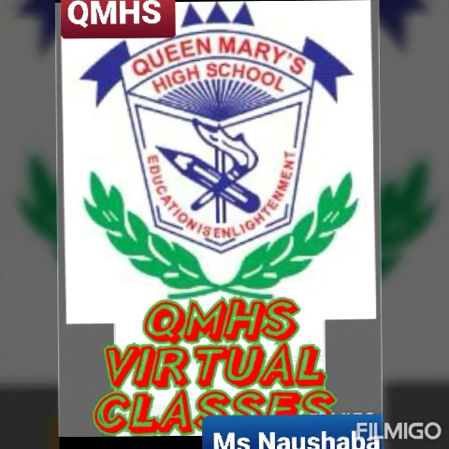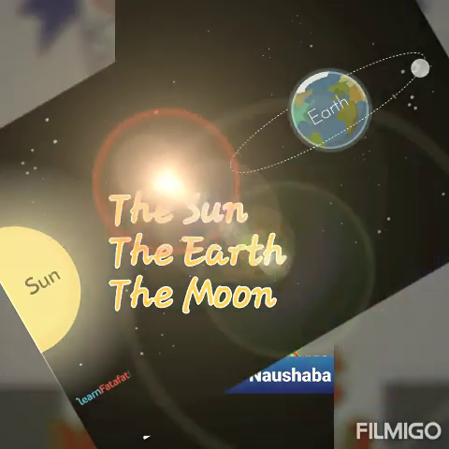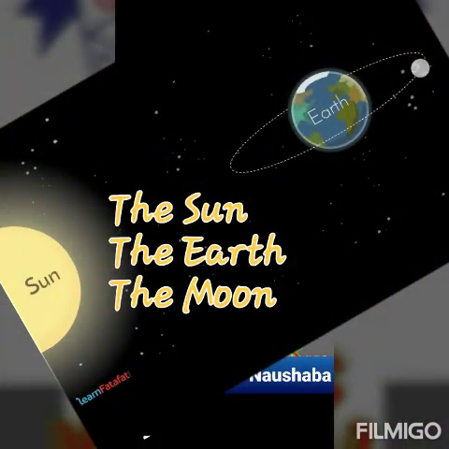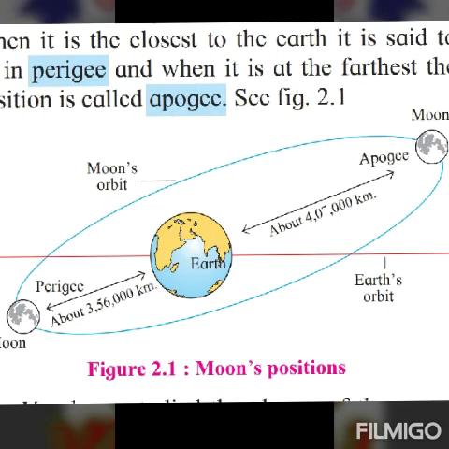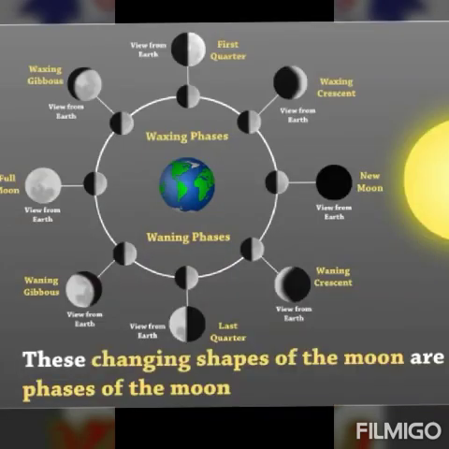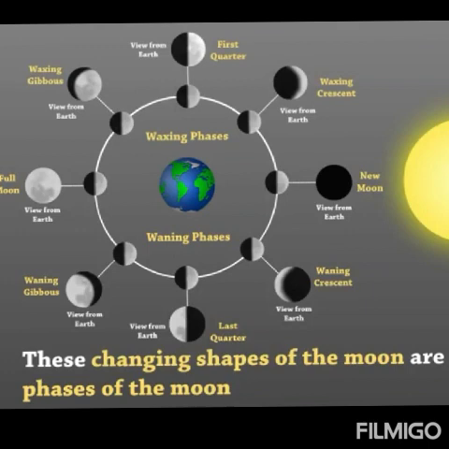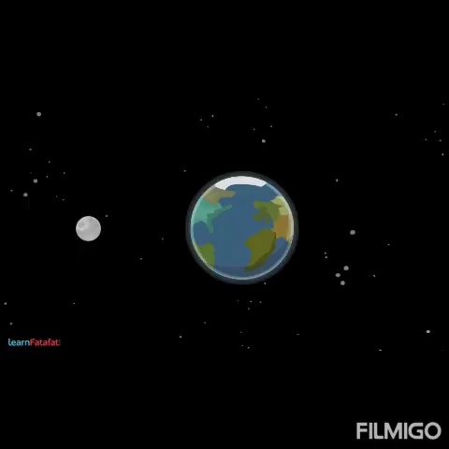Today we are going to continue the second chapter, the sun, the earth and the moon. We have already seen the moon's position, perigee and apogee, as well as the phases of the moon in the last video. Students, today we are going to study and learn about eclipse.